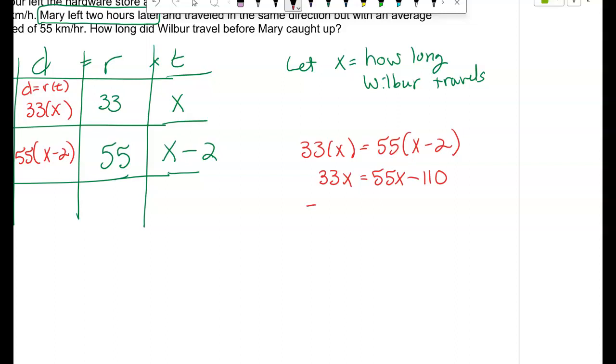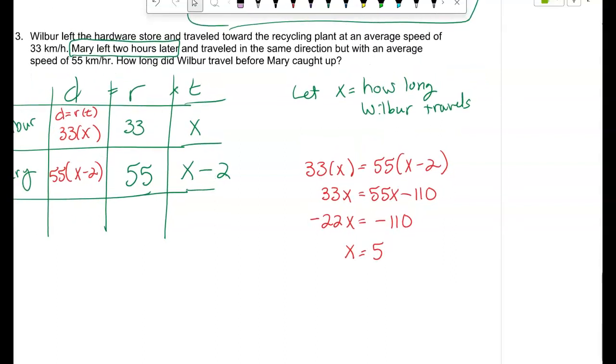Which is going to give us negative 22x equals negative 110. The reason why I don't panic is, do I have a negative equal to a negative? Which means my answer is going to come out positive when we divide by that negative. And what did we get for our x? Right? Now, it asks this question: how long did Wilbur travel before Mary caught up? How long? 5 hours. Yeah.